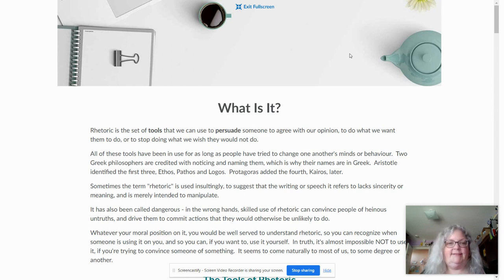It's basically the set of tools that we can use to persuade someone to agree with our opinion, to do what we want them to do, or to stop doing what we wish they would not do. So these are the tools that we all use, some of us more or less instinctively, and some of us with a lot more planning and forethought, when we're trying to convince other people to change their behavior in some way, or to change their ideas.